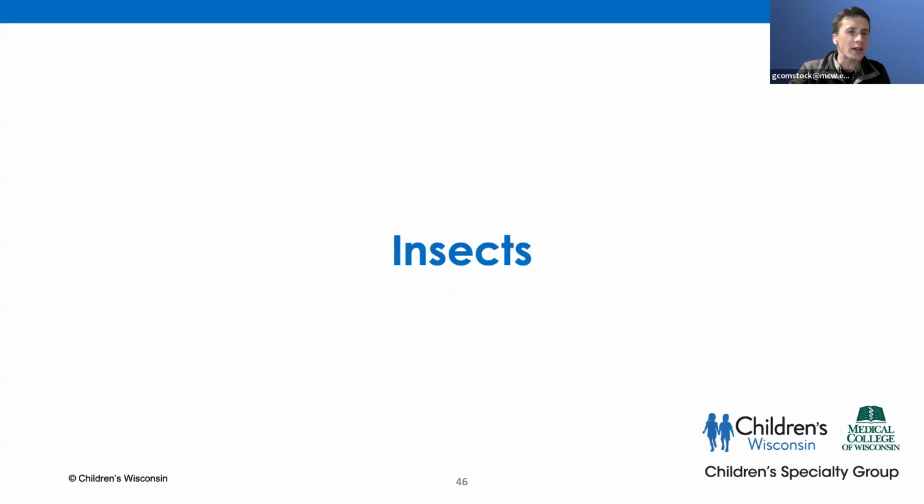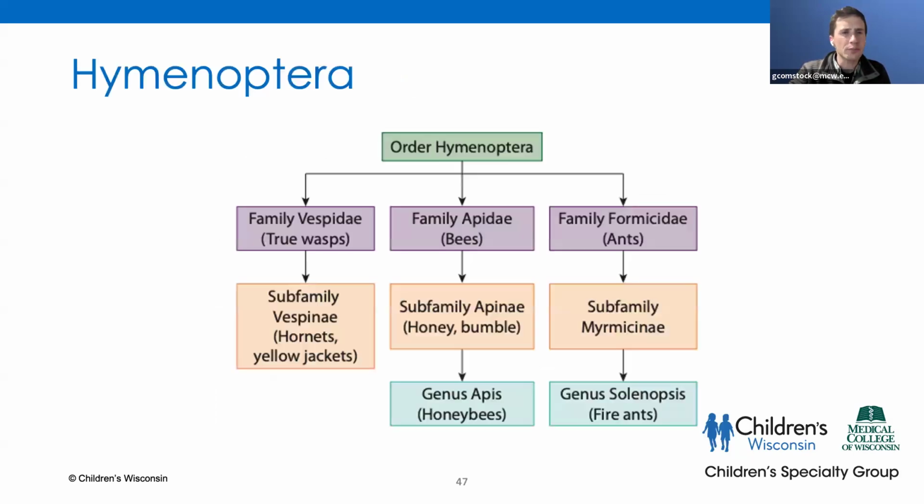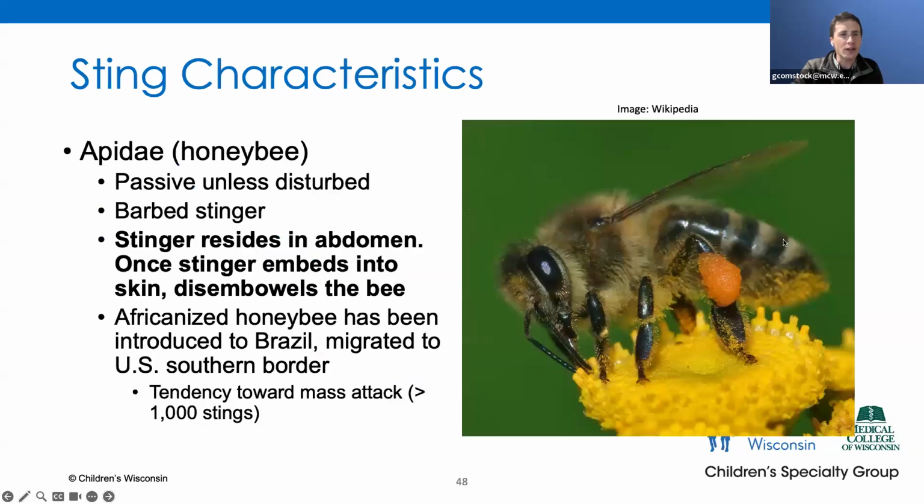And then we'll end with insects, and I think I'm probably coming close on time, so I'll try to cruise through this a little quicker. This is an overview of the insects we'll talk about. We'll talk about the vespids, which is the wasps, the apidae, which is the bees, and then we'll talk about the ants here in a second.